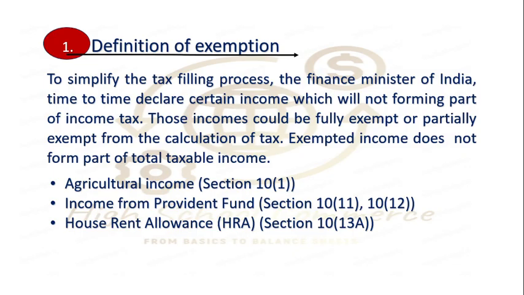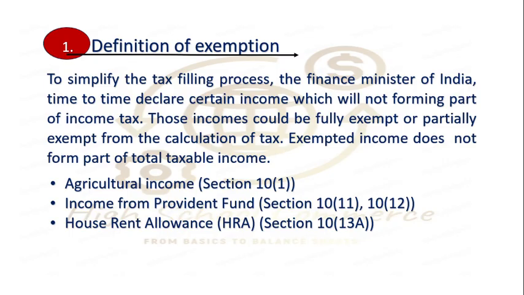Let's see some examples. Say agricultural income, income from provident fund, house rent allowance. There are many partial exemptions. I have put a few of them here. So for example, let's see how we need to present it in our tax calculation. Although nowadays when you are going to file your income tax return, there is a template where you need to put your agricultural income, and once you run the macro, it will give you the result.